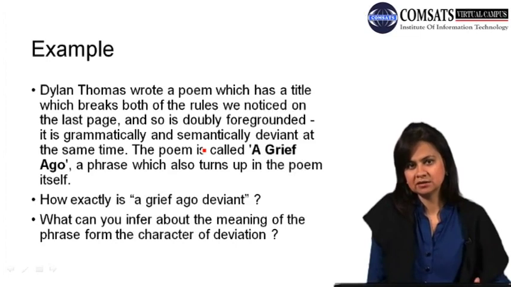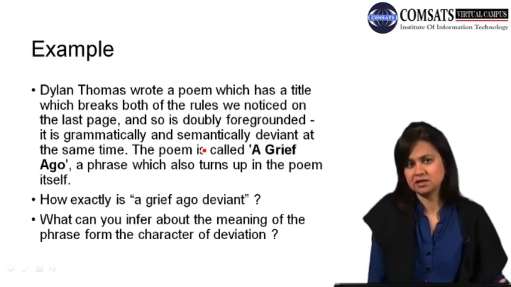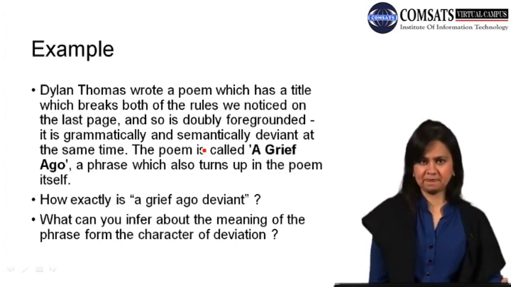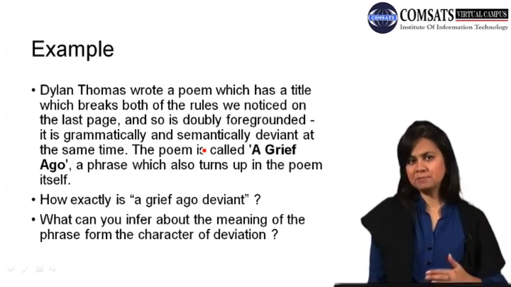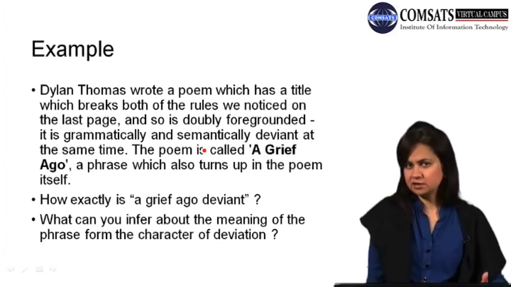This is done by the use of deviation by Dylan Thomas. When he makes use of an expression that we notice, we stop and think, and we try to measure it against the regular pattern: why not a year ago? Why a grief ago? What can you infer about the meaning of the phrase from the character of deviation is the next thing. Now, if you recognize that a grief ago is a deviation, why is it deviation? Because you are measuring it against a regular pattern, that is a year ago. So now you realize that it is irregular because it broke the rules of grammar or expression.